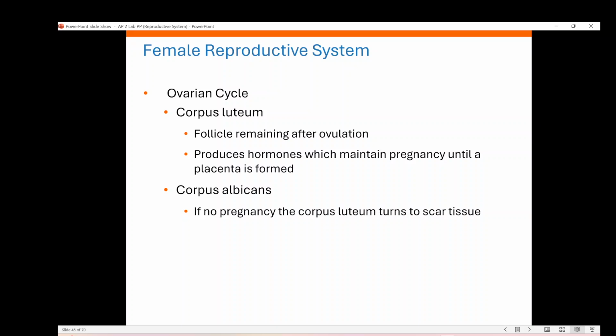If there was no fertilization, there was no pregnancy, the corpus luteum would hang out there for about 2 weeks, and then it's going to stop functioning and degenerate and turn into the white body, the corpus albicans. That corpus luteum just turns into scar tissue and stops producing the hormones.